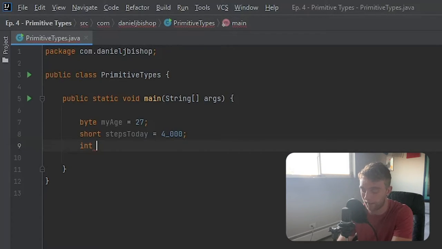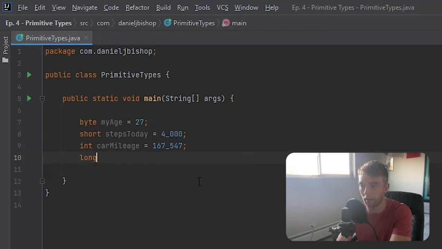And then of course we got integer, something we've already gone over. For this one, I'm gonna put my car mileage, if I can spell mileage right. There we go. And this one's the same thing. We can put the underlines there to break it up. It just makes it easier to read for yourself or other people.